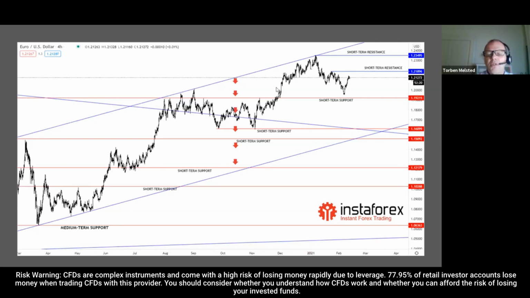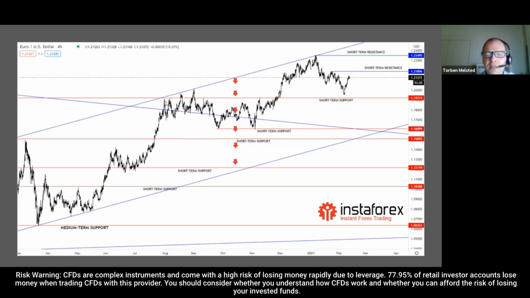And what you should know about resistance and support is that it's not like going into a wall where you just stop blank when you see either support or resistance. This is more like an indication of where you expect the market to maybe run into some difficulties to move ahead.